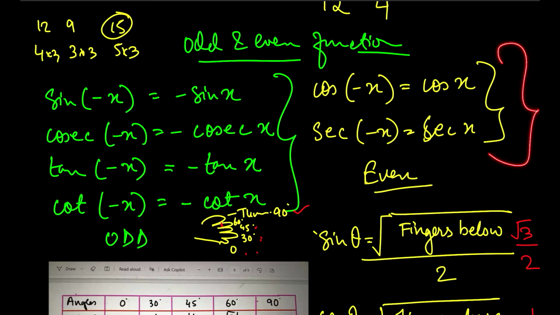ठीक है, but this is applicable only for sin and its opposite, tan and its opposite, but not applicable to cos and sec, क्योंकि cos and sec जो है वो even functions होते हैं. Even functions का काम ये है कि cos minus 60 degree की value cos 60 degree के value के बराबर है, and same happens with the opposite of cos as well, that is sec.